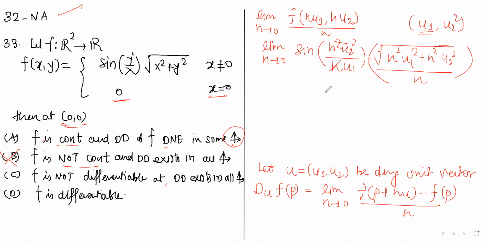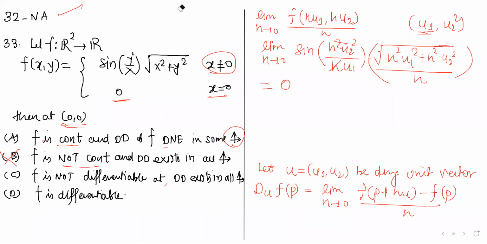That means directional derivative does not exist. But it is clearly said that I can't take first component to be 0 when I'm using this function. So u1 cannot be 0. That means this limit will exist for all. So sine of h will be 0, so this entire limit becomes 0. So that means directional derivative exists in all directions.